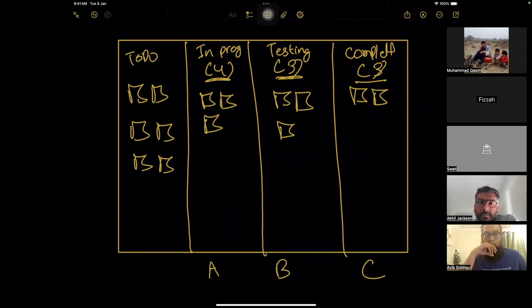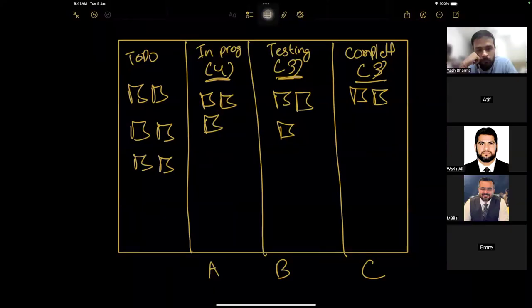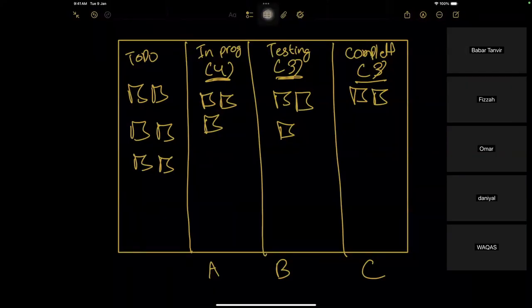Okay. Akhil, what do you think? I think it's in progress. Why do you think that? Because in testing you have three, which is getting circulated. In progress you can include four but you only have three, because you already have three in testing, so you're not allowing it to progress.